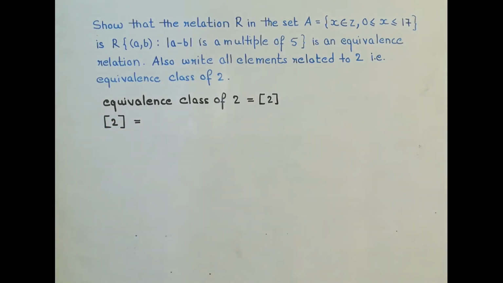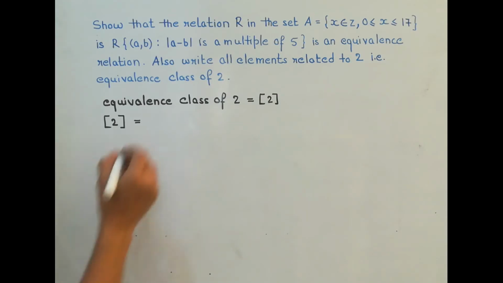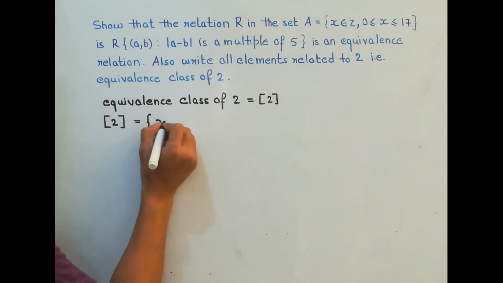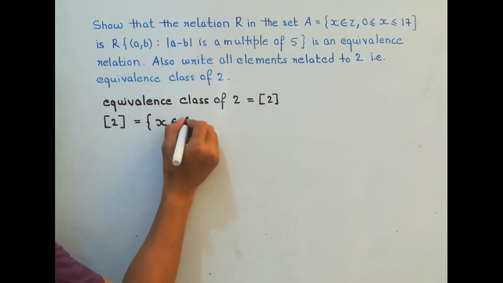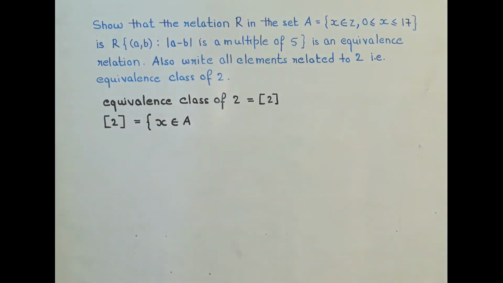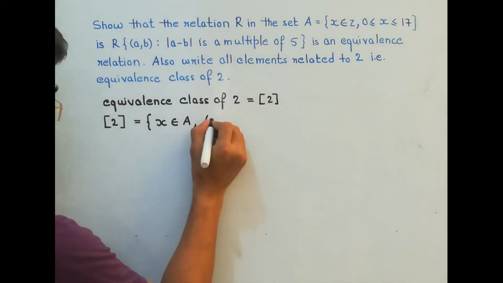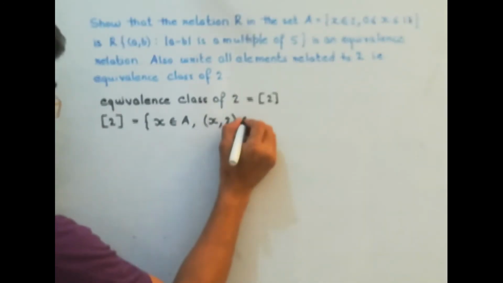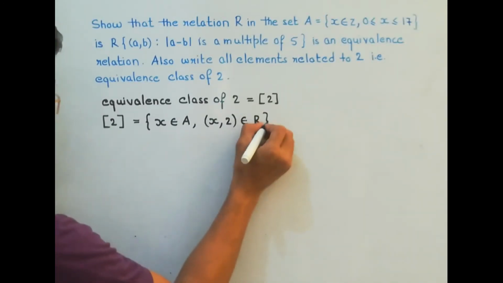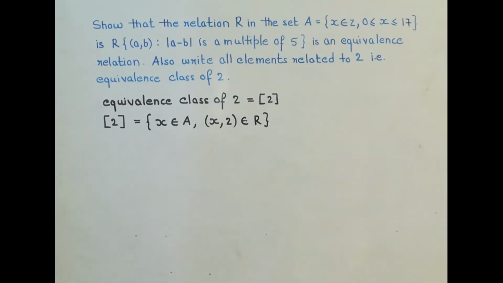Now see further what this symbol can be written as. It can be written like this: the set of all the elements x belonging to A, where x comma 2 will belong to the relation. The ordered pair x comma 2 will belong to the relation. This is the meaning of it. Now let's see what the relation is for any ordered pair a comma b.